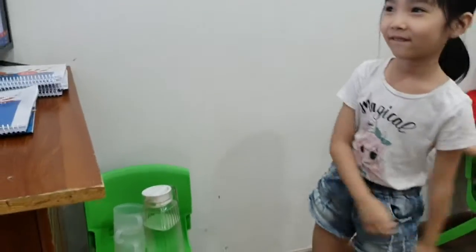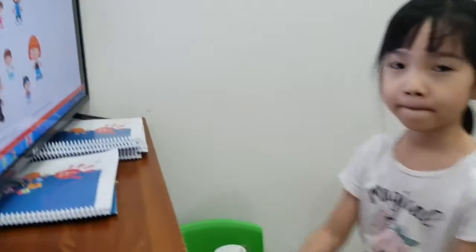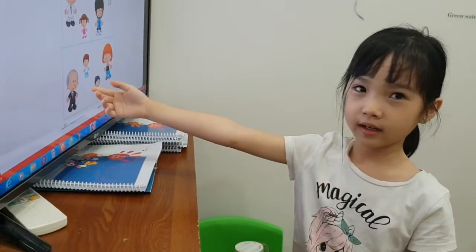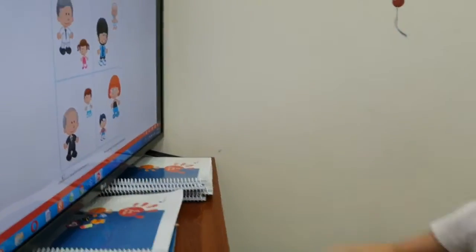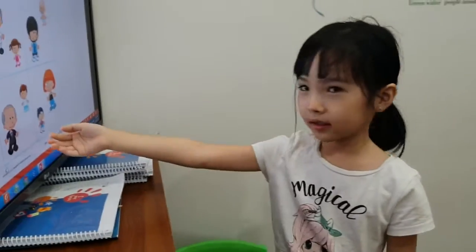All right. Susu, ready? Closer. Come on, stand closer. Now, who is bigger? This one. Say, this one. This one. Who is smaller? This one. Who is smaller?